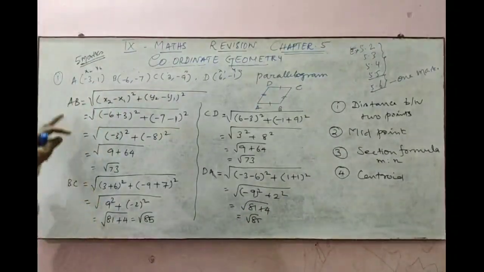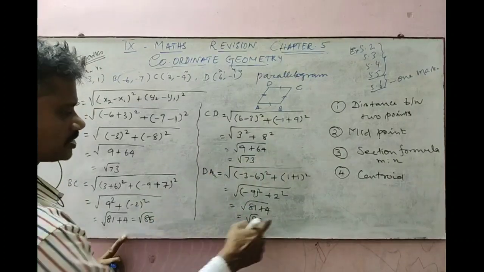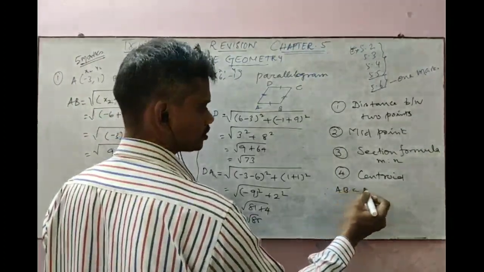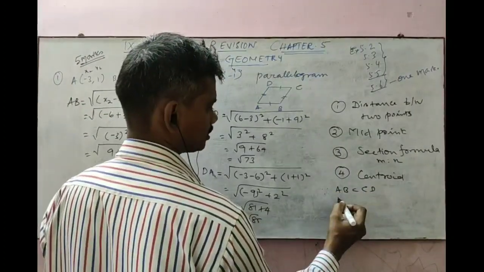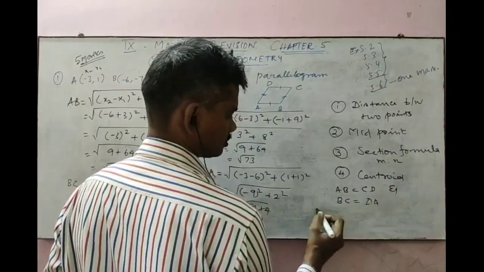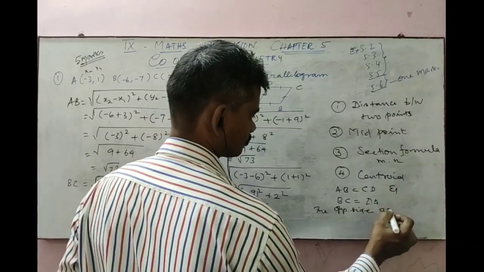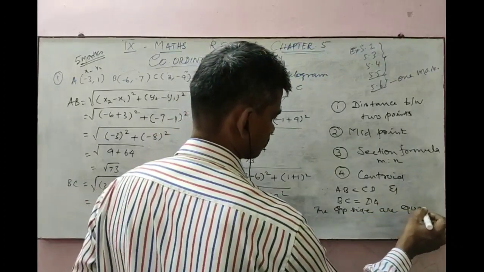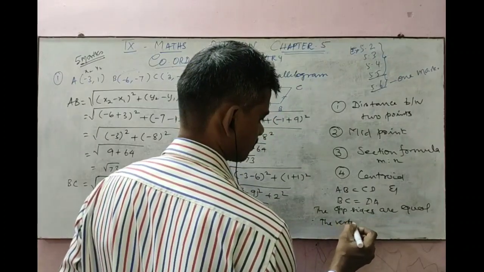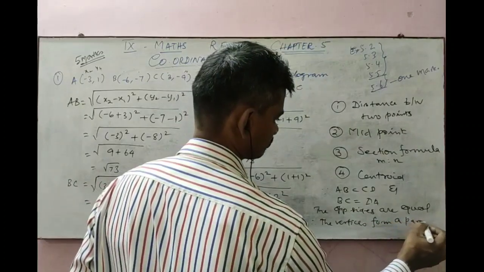Now look at the answers. Here AB and CD are equal. BC and DA are equal. Since AB is equal to CD and BC is equal to DA, the opposite sides are equal. Therefore, the vertices form a parallelogram.